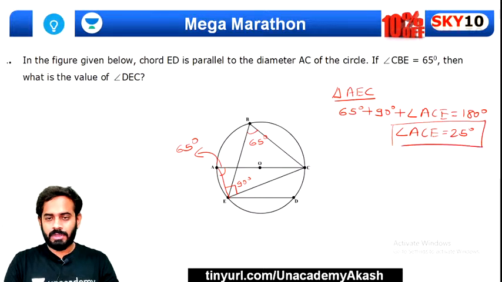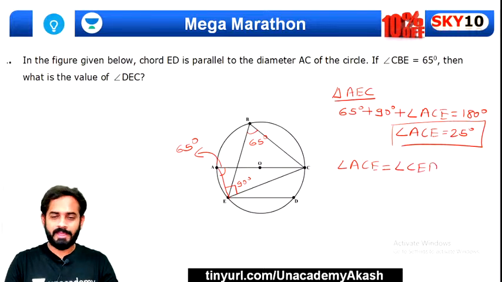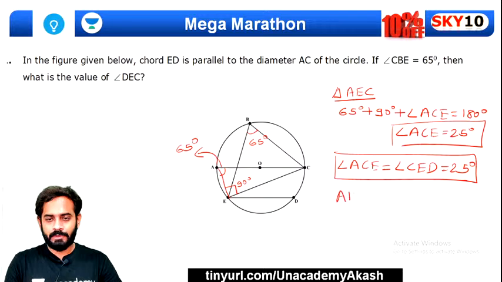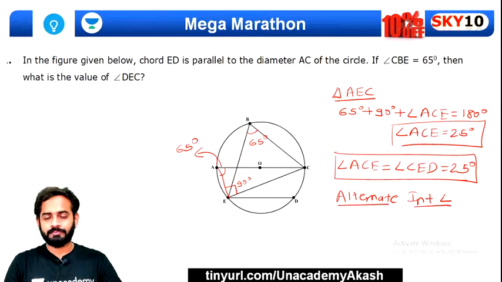Now angle ACE will be equal to angle CED. Why does this happen? Because they are alternate interior angles. Their value will be 25 degree because they are alternate interior angles. I hope there is no doubt here. Chalo, so the answer is 25 degree.